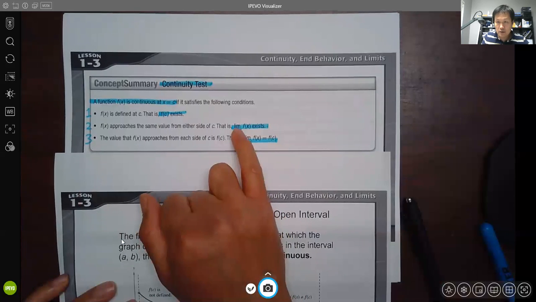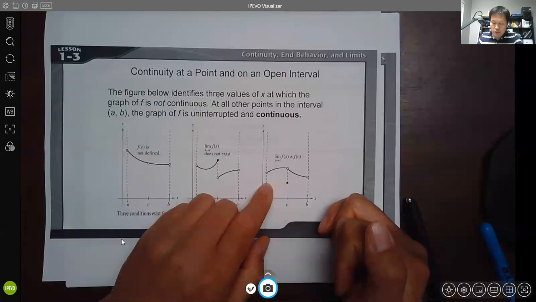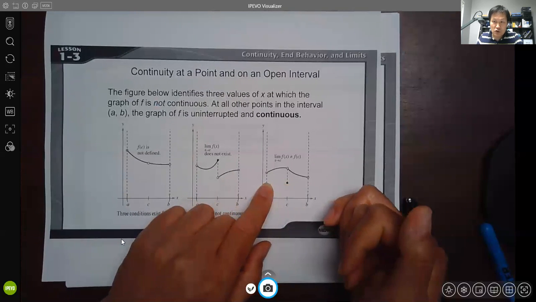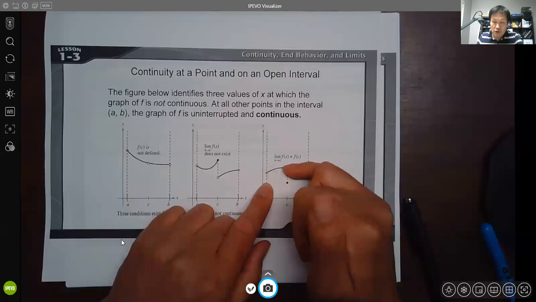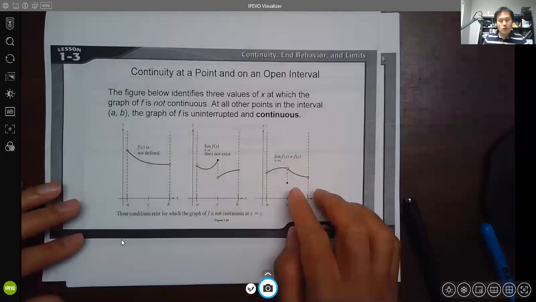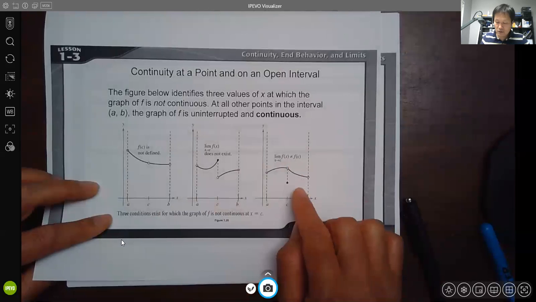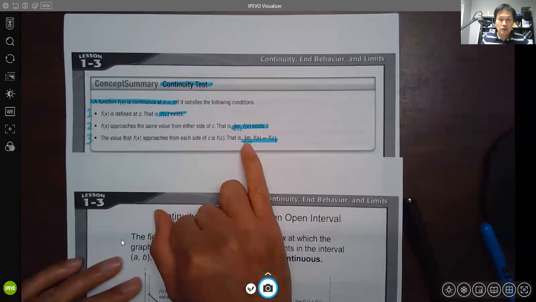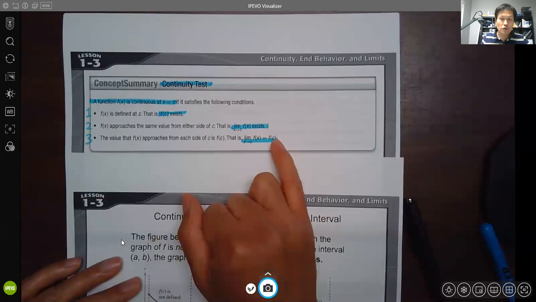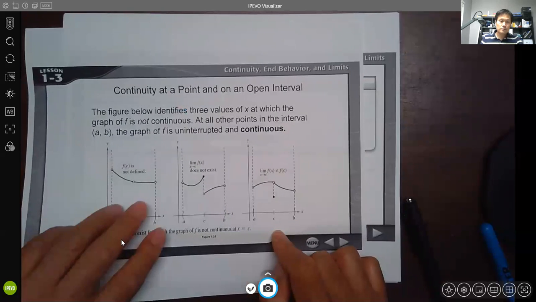Does the limit equal the function value? So the function value is this. I said 2. The limit value here is this, which is 4. Is 2 equal to 4? So that's the third condition which is violated. The limit does not equal the function value. So it's discontinuous.